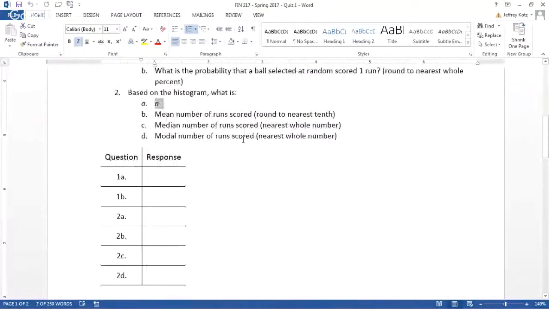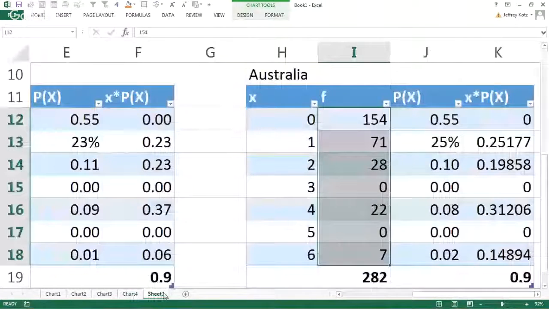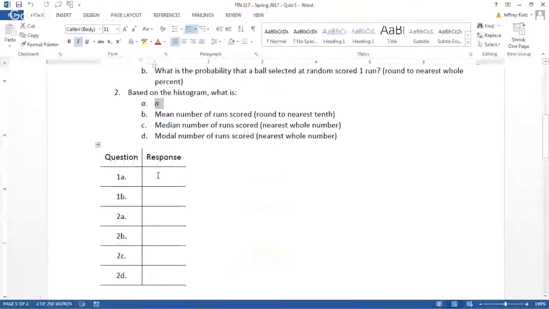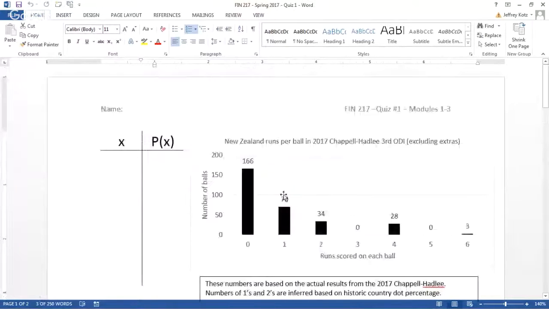So N was the count, 301 or 282, depending on your quiz. The mean was 0.9, the median was 0, and the mode was 0. So depending on all that, that's what the answers of the quiz were.